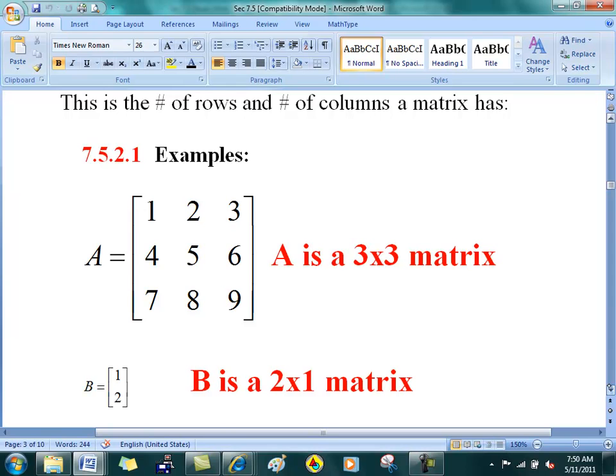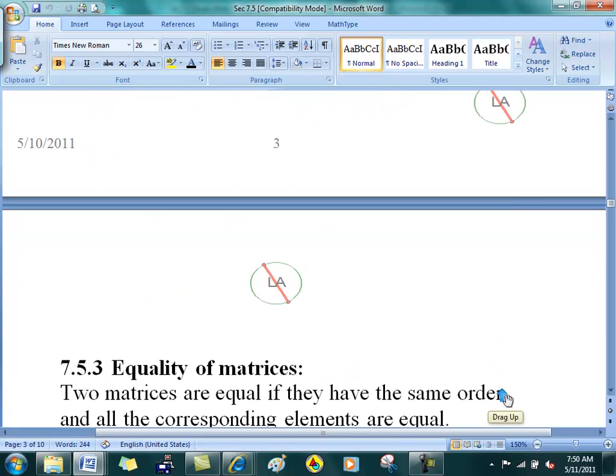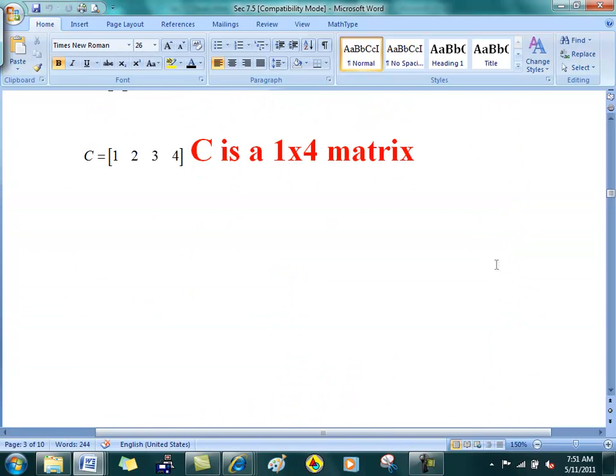Okay, is everybody all right there? Okay, can I move on? Oh, then there's another one here. C is a 1 by 4 matrix. Okay, it's got 1 row and 4 columns.